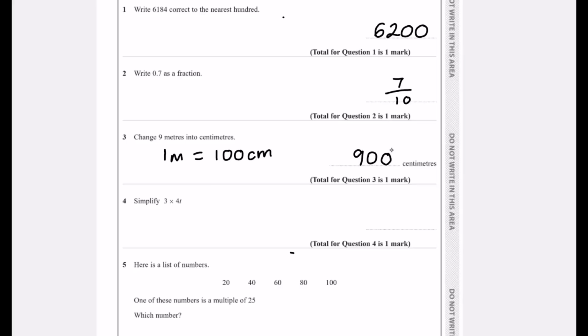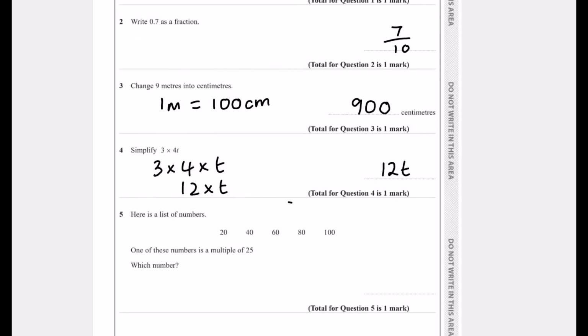Question 4, simplify 3 times 4t. 3 times 4 is 12. So 3 times 4t is 12t. 4t means 4 times t. So it's 3 times 4 times t. So we can times the 3 and the 4 together. And then it's 12 times t. We don't write the times, just 12t.